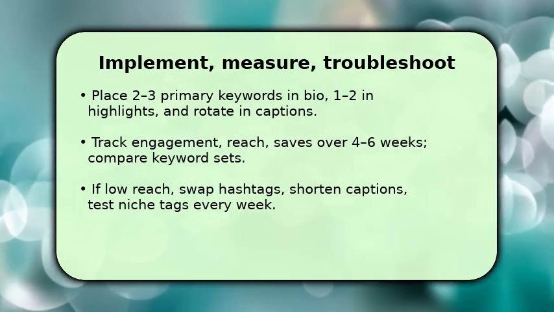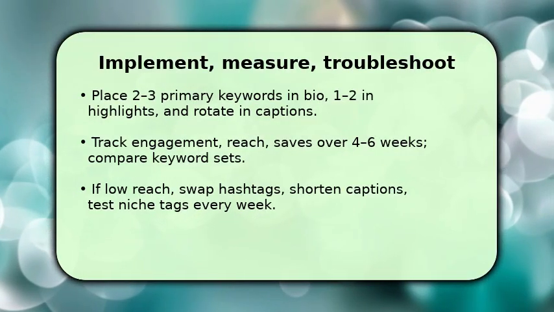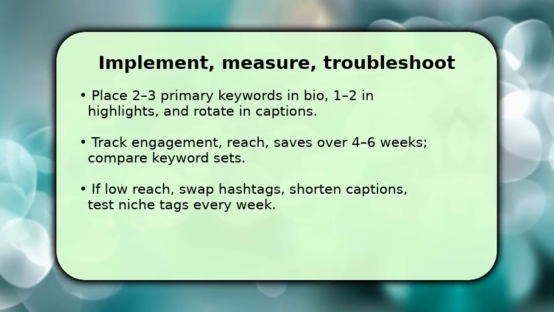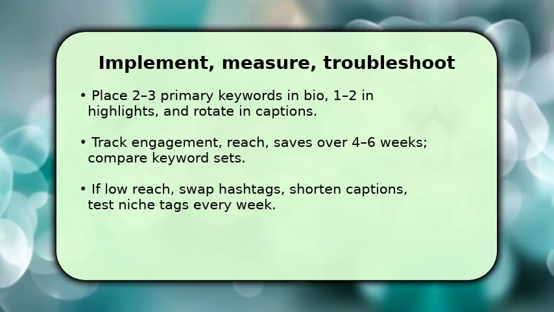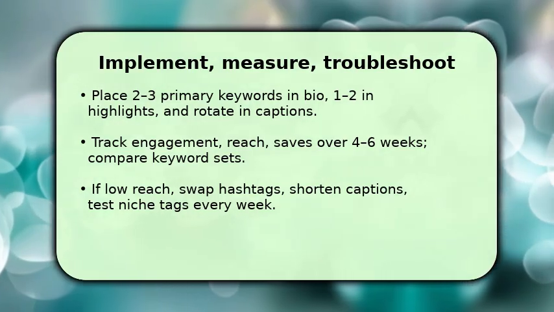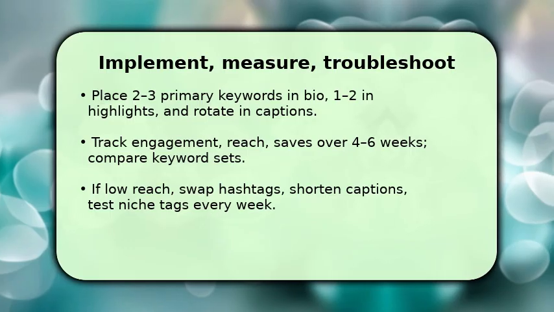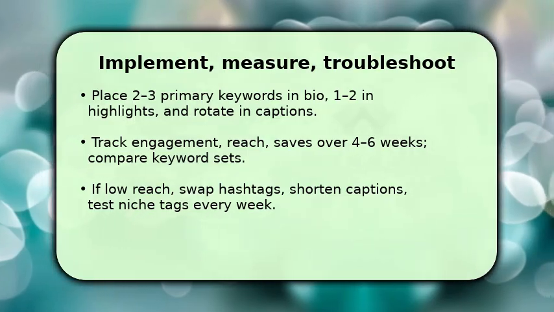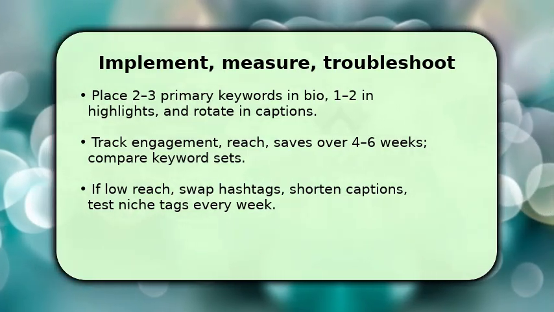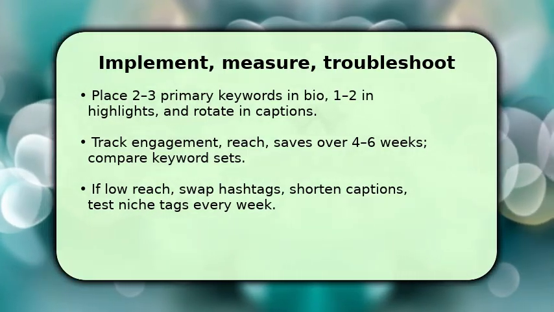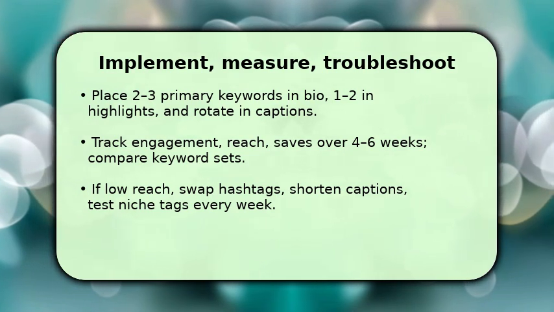and alt text. Measure reach, engagement, and saves for each keyword set over 4 to 6 weeks so you can compare performance. If results lag, swap hashtags, tighten captions, and test more niche tags weekly. This troubleshooting loop helps you isolate what resonates. Keep iterating until a stable set consistently drives discovery.